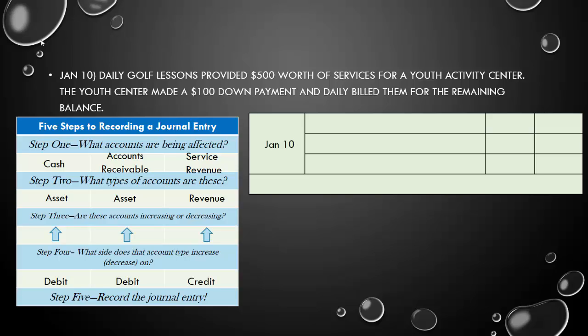So our journal entry on January 10th is to debit cash for the amount of the down payment, which was $100. To debit accounts receivable for the amount that they still owe us that we're going to bill them for. If we provided $500 worth of services and they gave us $100, they still owe us $400. And we're going to record a credit to service revenue for the full lot because we performed those $500 worth of services even though we haven't gotten full payment yet.